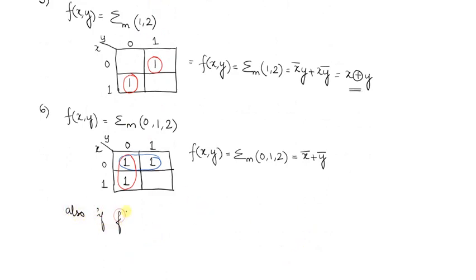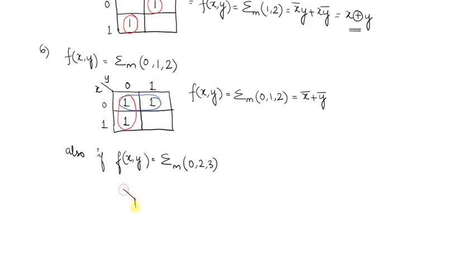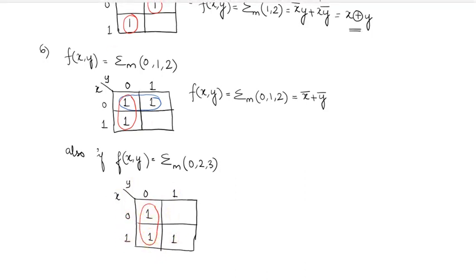Before that, let me give an example of f of x, y, summation m 0 to 3. In this particular case, we have x to be common and y bar to be common.